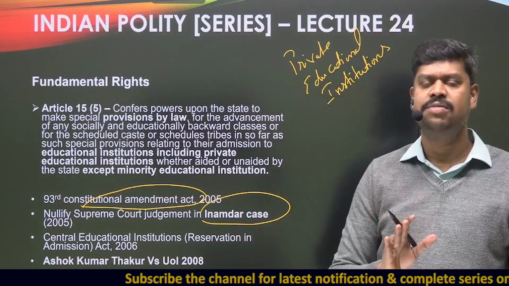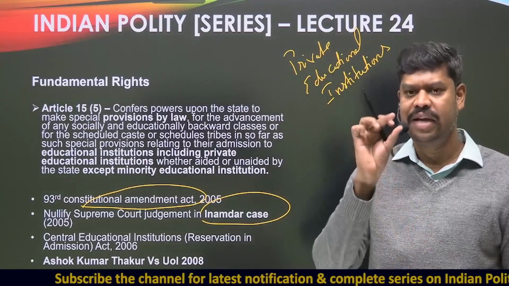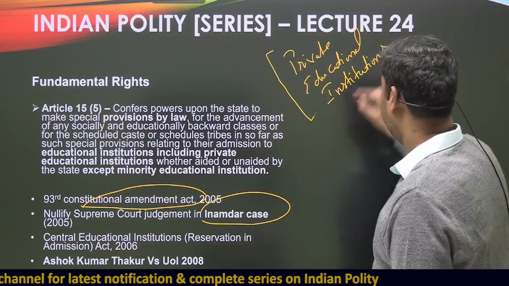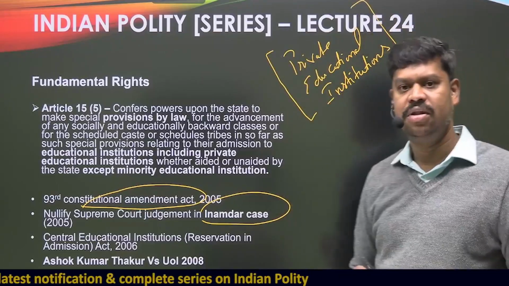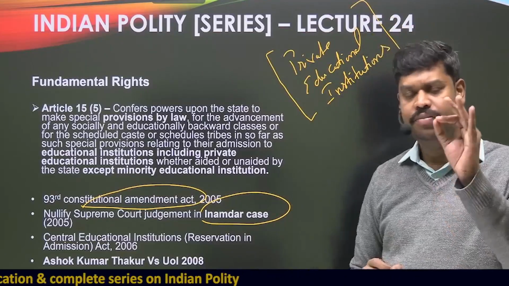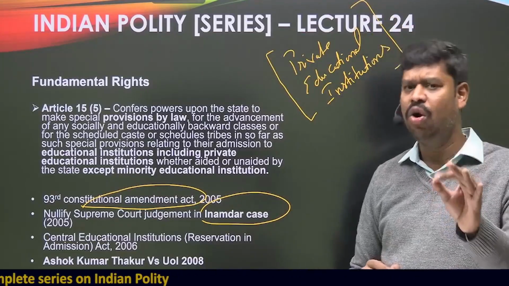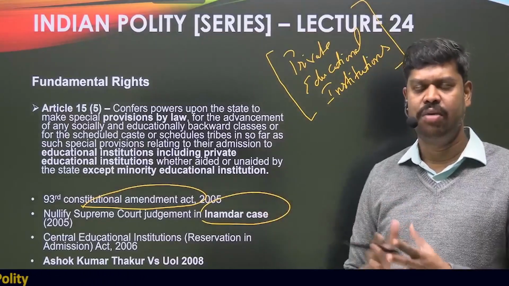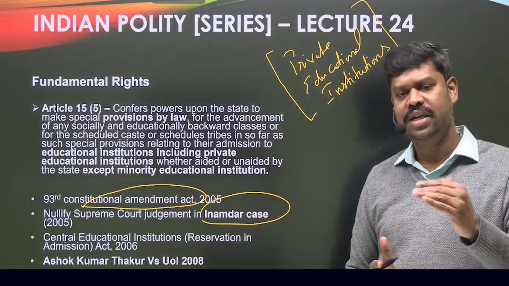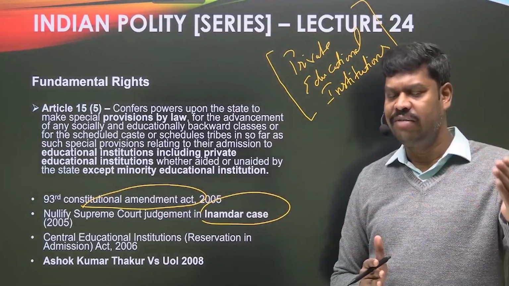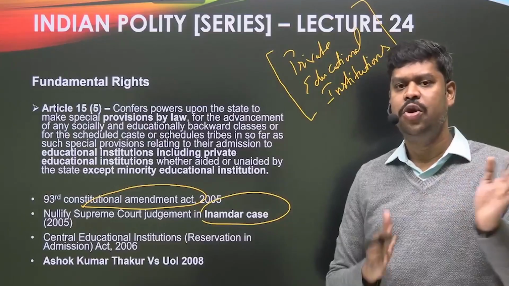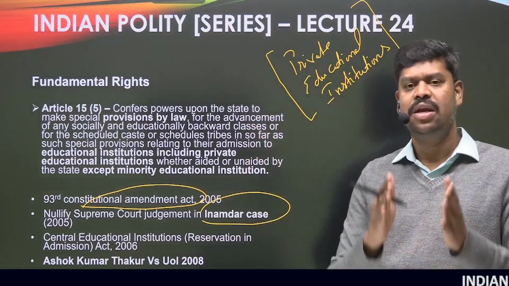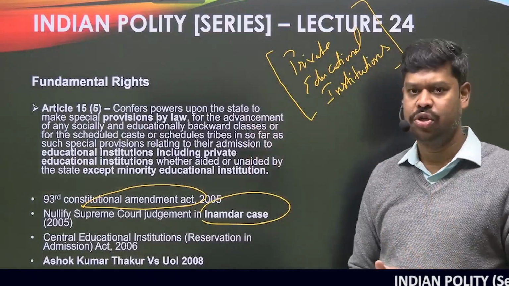But the Inamdar case made it very clear, whatever is the enabling provision under Article 15 Clause 4, Article 15 Clause 4 allows the state to give reservation in the educational institutions run by the state, but not in the educational institutions run by a private authority or by a private entity. So while reservation in the government educational institution is all right, you cannot expand the scope of reservation to the private educational institutions because there is no such enabling provision in the Constitution.